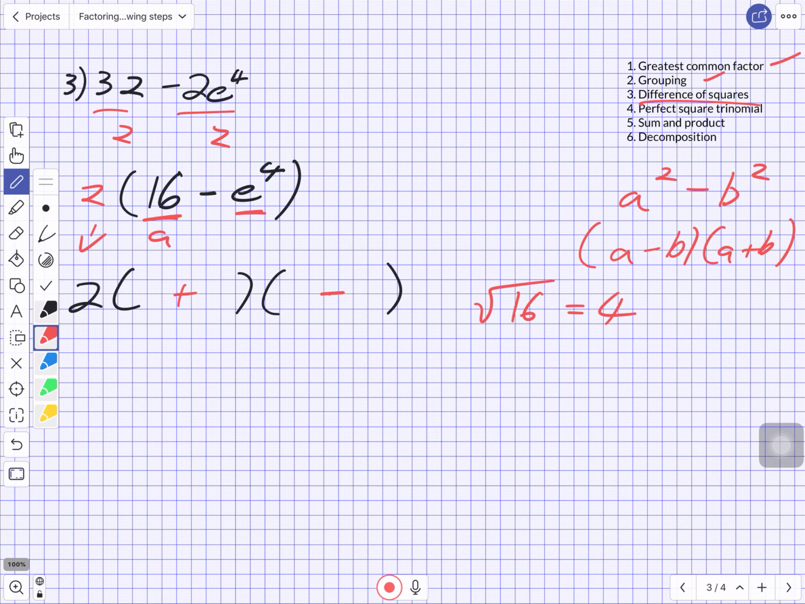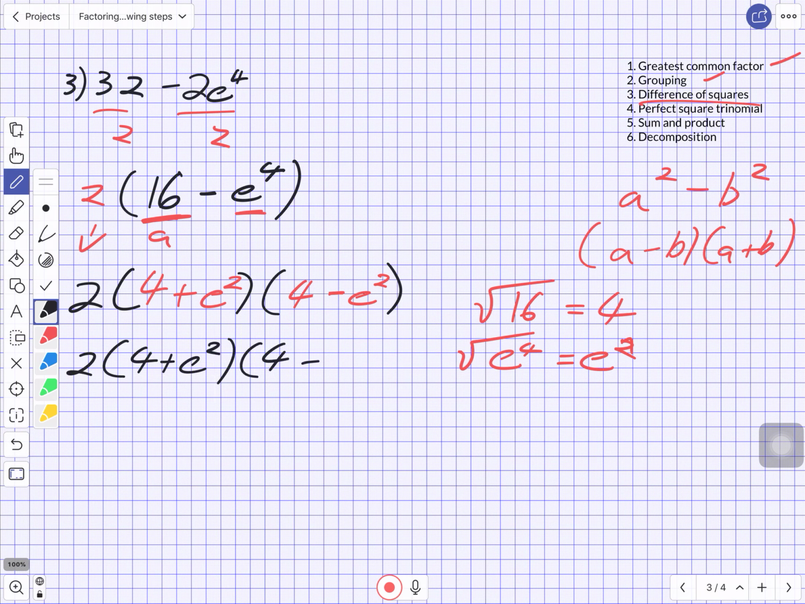4. So that 4 goes in, and it's going to go in the first position of each because that was the first position value. That's a negative sign. I know I just kind of messed it up. There we go. And then we're going to find the square root of e to the power of 4. What do you think squared that is? e squared. And that's going to go in the second position. Now, something really interesting has happened here, okay? I'm going to write this all in black. 2, 4 plus e squared, 4 minus e squared.